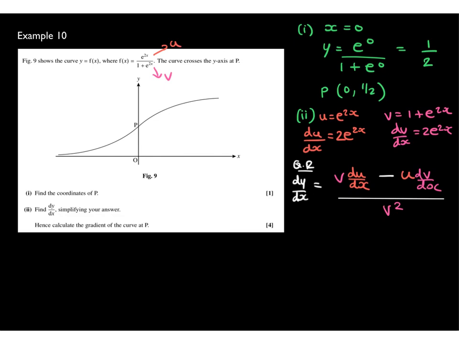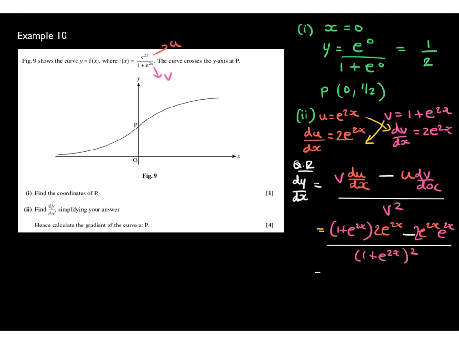So this then gives us 1 plus e to the 2x multiplied by 2e to the 2x, and then we subtract from that e to the 2x multiplied by 2e to the 2x. And we ensure that the whole thing is over a denominator of v squared, which is 1 plus e to the 2x all squared. Let's expand the numerator.